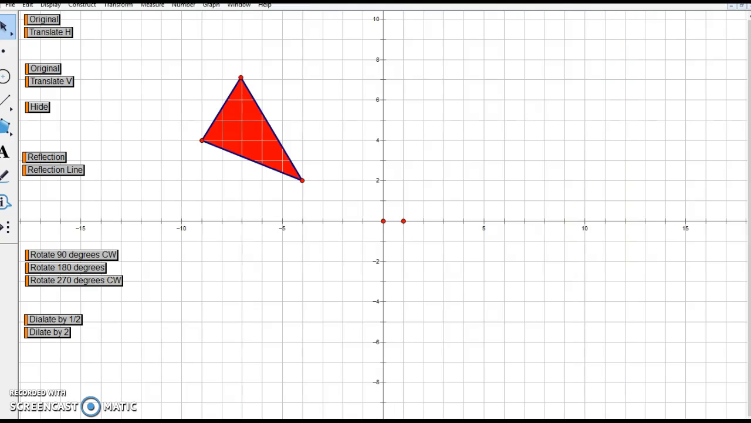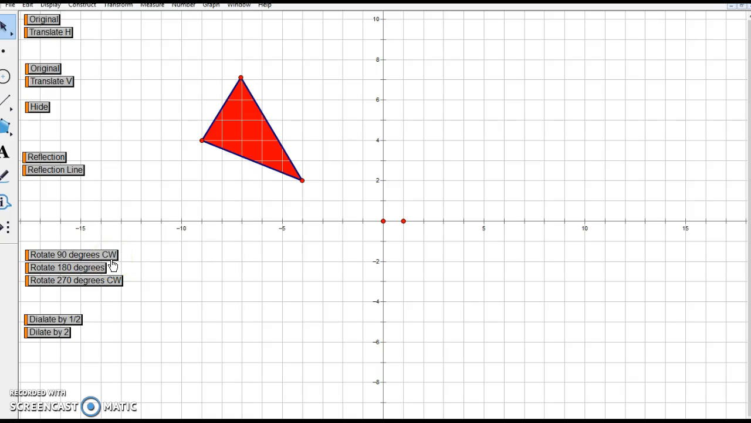Now an example of that would look like this. So whenever we rotate based on degrees, you know that 360 degrees is a full circle. So if you rotate something 360 degrees, it's just going to end up right back on itself. So this is my original. I can rotate it 90 degrees clockwise. I abbreviate this CW. Counterclockwise would be CCW.